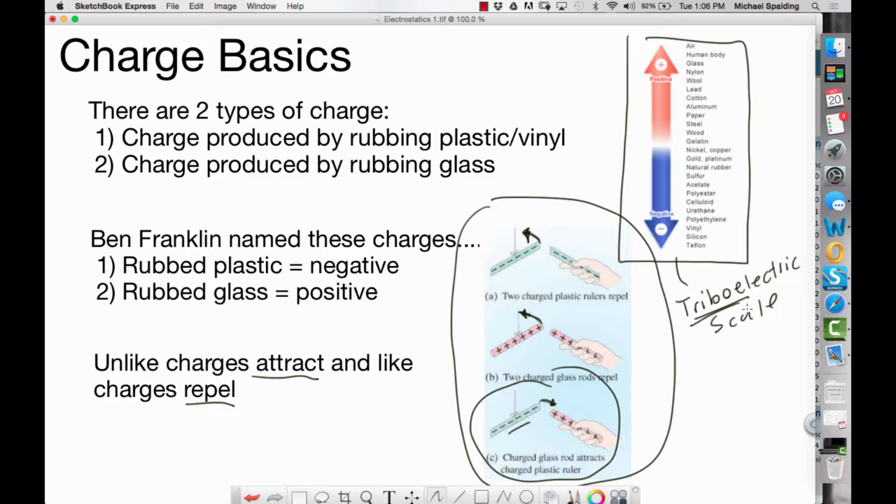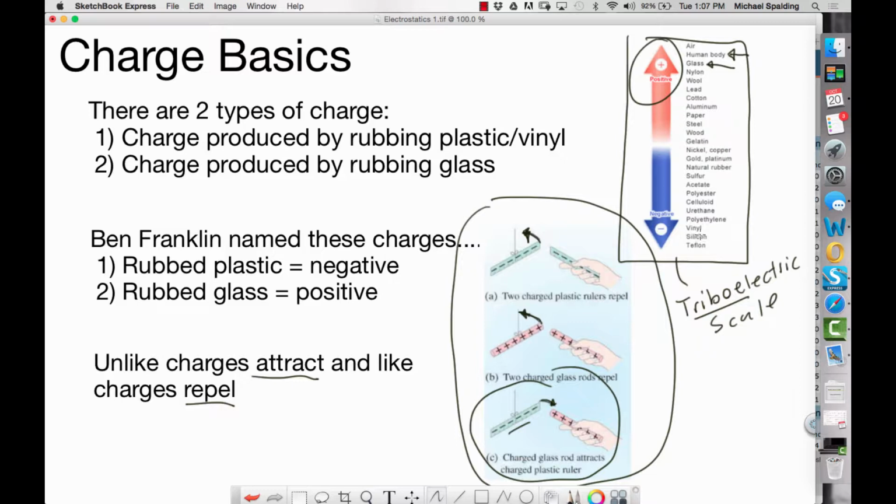And then interestingly, I don't have an answer for this, air. Air is at the top of the scale. How do you rub air? I don't know. Okay, the human body. You rub the human body, what's going to happen? Positive or negative? Positive. Glass is high on the list.